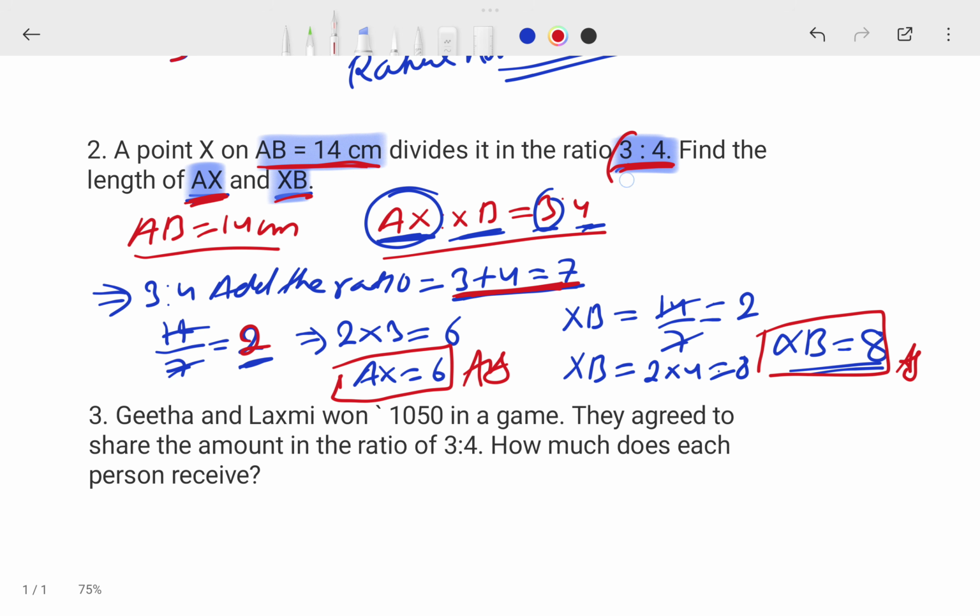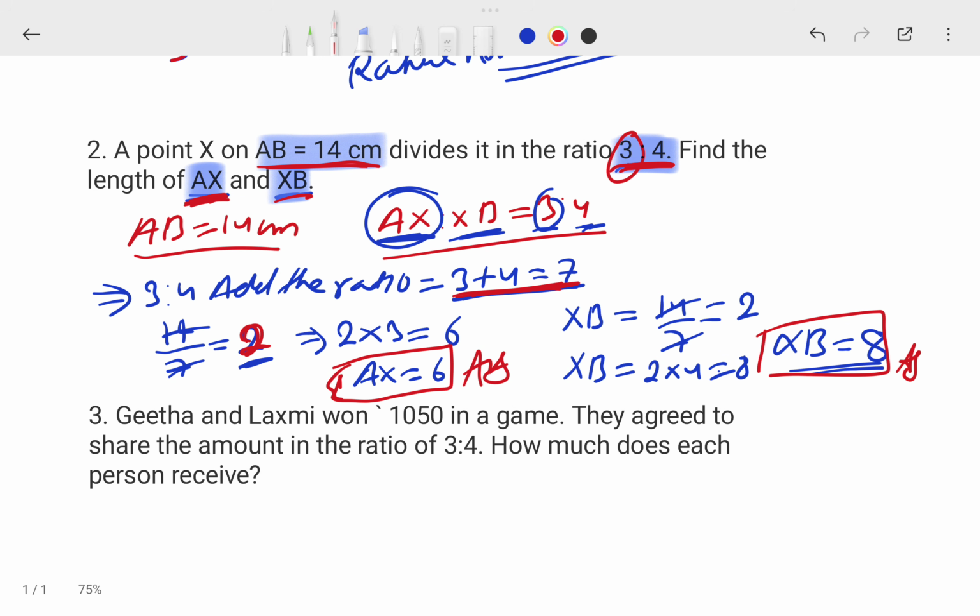The AX ratio is 3 only. First AX, so 3, I multiply by 3. After dividing, 2 is left, and the value of AX is 3. I multiply, so I'll get the answer: AX is 6. Okay, in the next, what will happen?